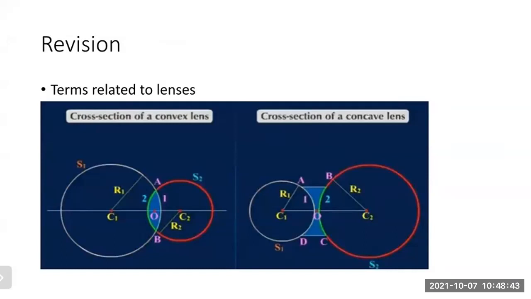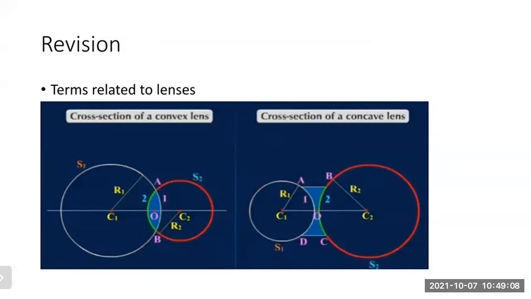Then we have seen that the principal axis is the imaginary line passing through both the centers of curvature and the optical center, that is O. It is the point inside a lens and on the principal axis through which the light rays pass without changing their path. It is called the optical center.